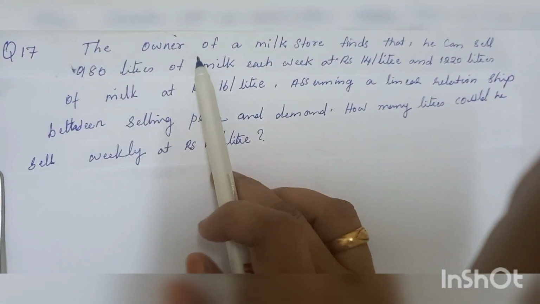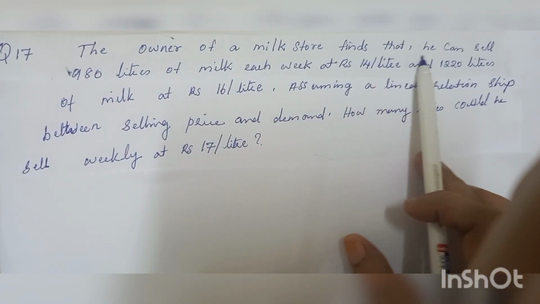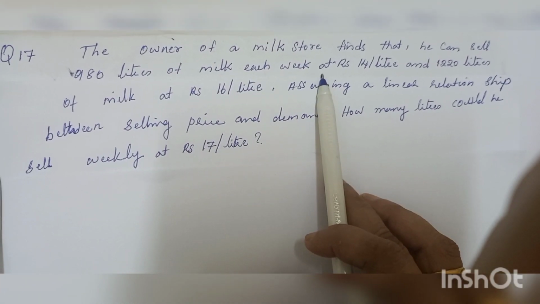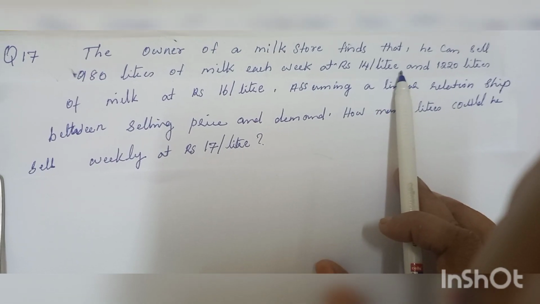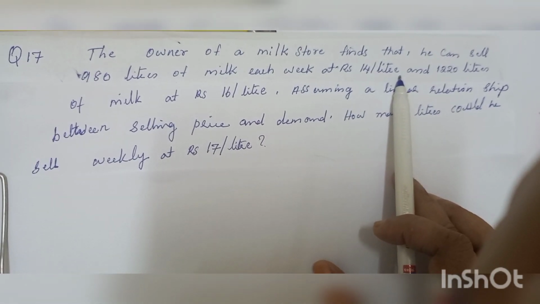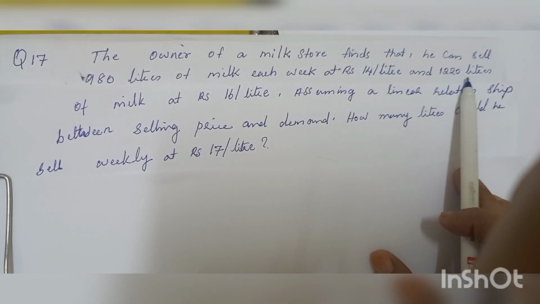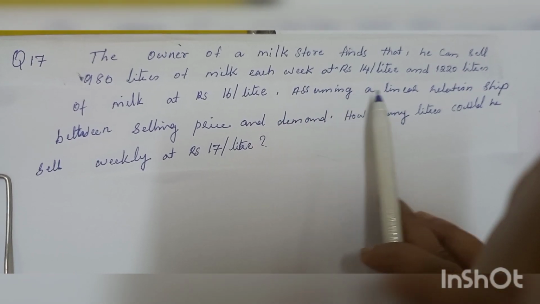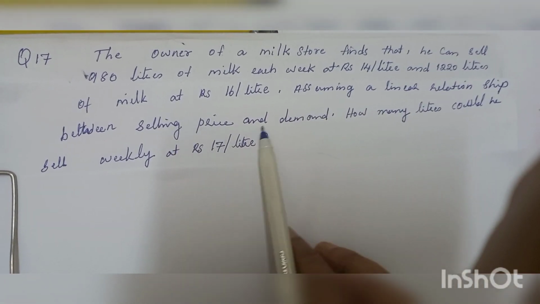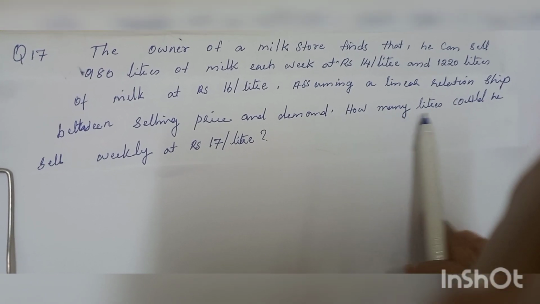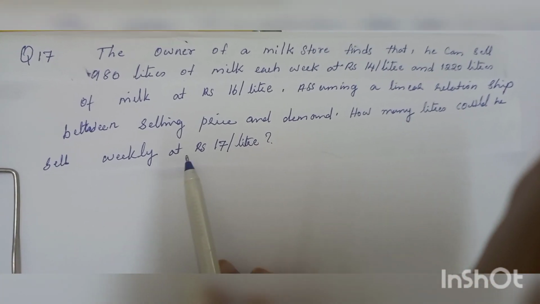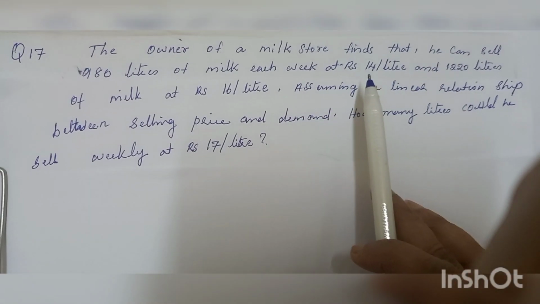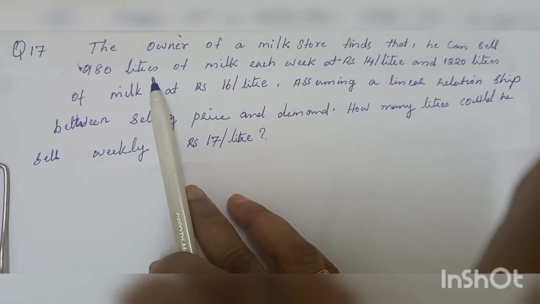Question number 17. The owner of a milk store finds that he sells 980 liters of milk each week at rupees 14 per liter and 1220 liters of milk at rupees 16 per liter, assuming a linear relationship between selling price and demand. How many liters would he sell weekly at rupees 17 per liter?